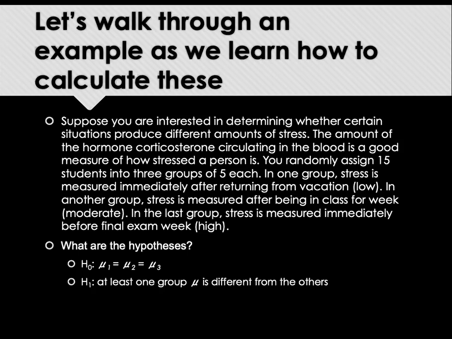So what are the hypotheses? Just like in the t-test, ANOVA involves hypothesis testing. We've got a null and an alternate hypothesis. The null hypothesis is that mean 1 equals mean 2 equals mean 3. Population means, that is. So the null says there's no effect of stress, and so the low stress, moderate stress, and high stress groups will all be essentially equal. The alternate hypothesis, remember, is that at least one group mean is different from the others. We don't know which one, or maybe all of them are, but at least one of them is different.